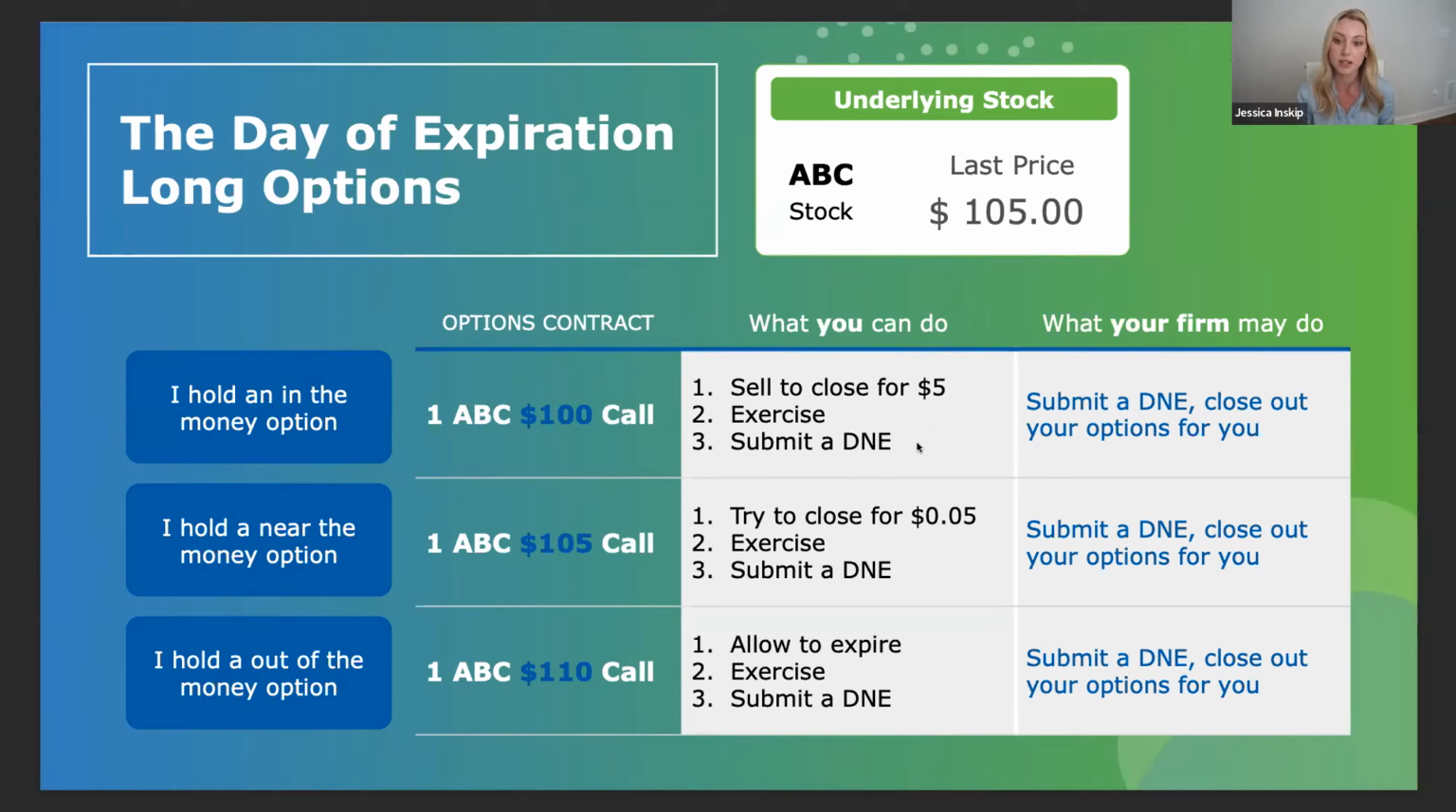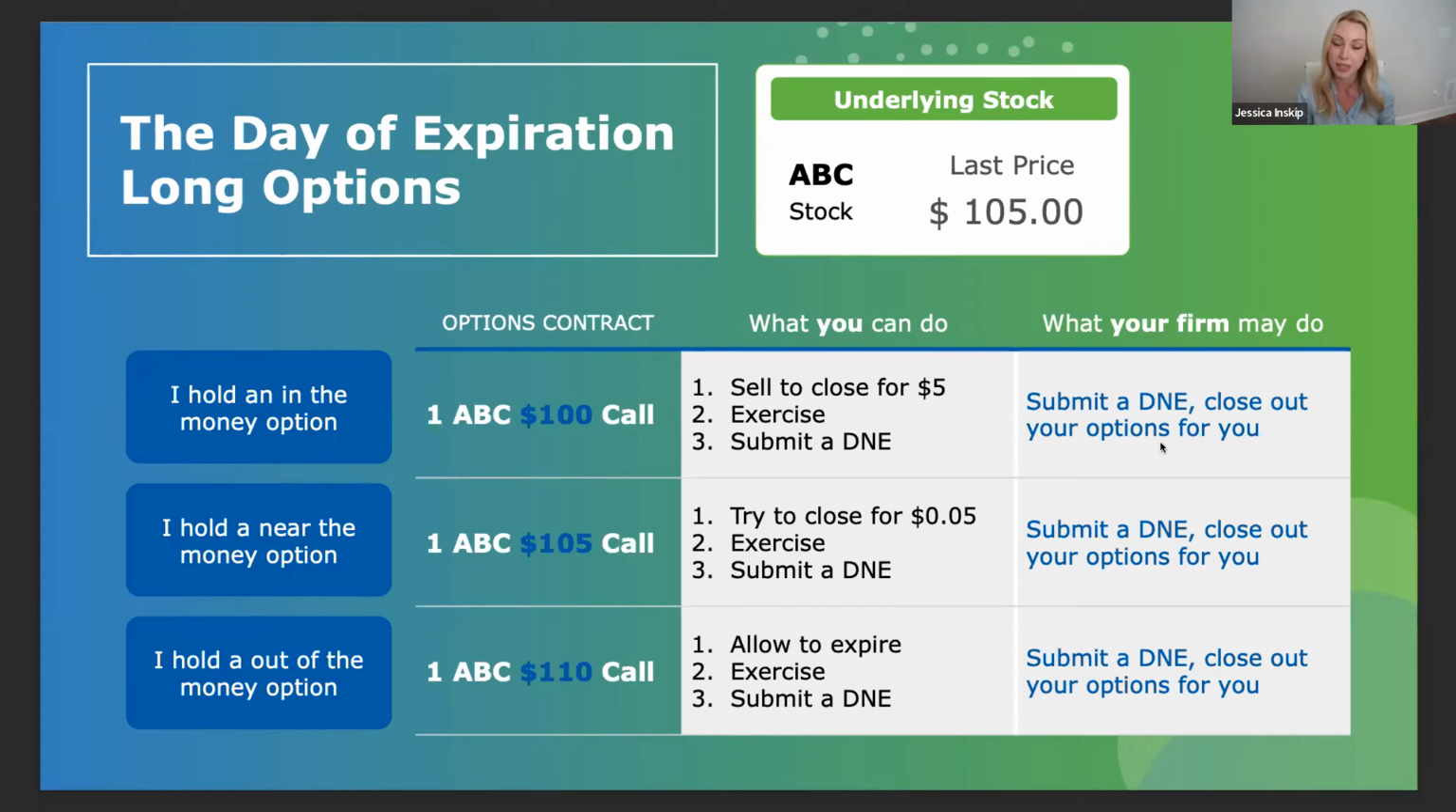So that's your option as a long call holder that you can take if something's in the money and you intend to close it on expiration day. What your firm will do is sometimes try to get a hold of you, sometimes not, depending on the volatile day. So if it's something that a lot of people are trading and it's highly volatile, probably Twitter is a great example of that right now, they'll submit a DNE on your behalf or close out the options.